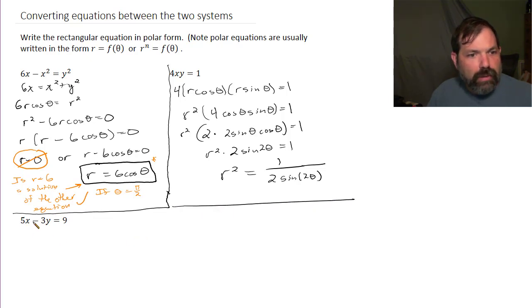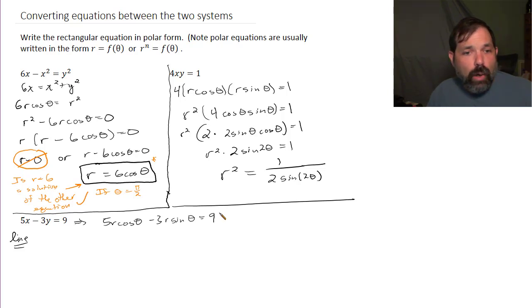5x minus 3y equals 9. All right, so let's replace the x and the y. I guess I should mention real quick that hopefully you recognize this equation. You know, this is just an equation of a line, right? This is just a line in Cartesian coordinates. Let's see what this line looks like in polar coordinates. All right, so let's replace the x and the y. 5r cosine theta minus 3r sine theta is 9.